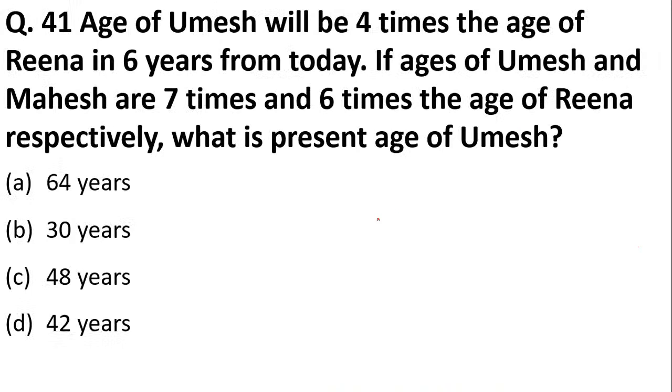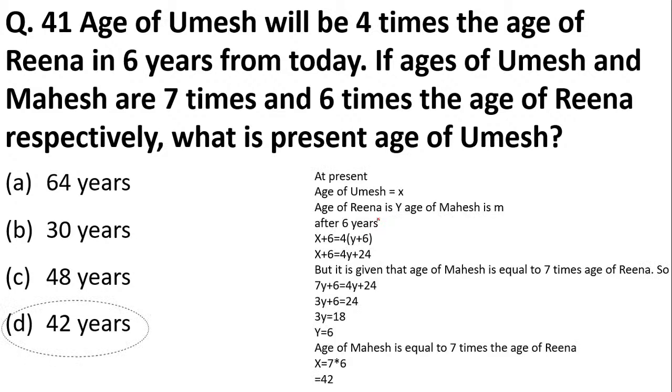Age of Umesh will be 4 times the age of Rima in 6 years from now. If the ages of Umesh and Mahesh are 7 times and 6 times the age of Rima, what is the present age of Umesh? So this is an age related question. So here at present, they are assuming the age of Umesh to be X, the age of Rima is Y and Mahesh is M.